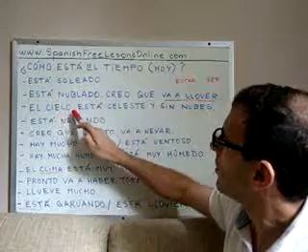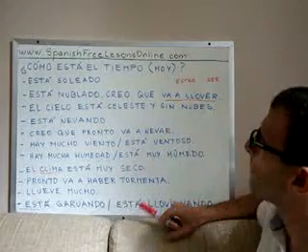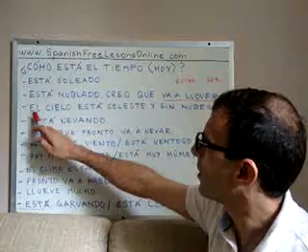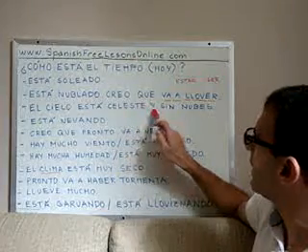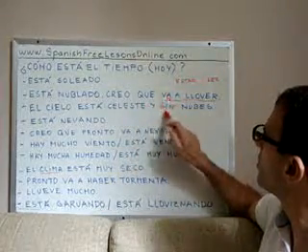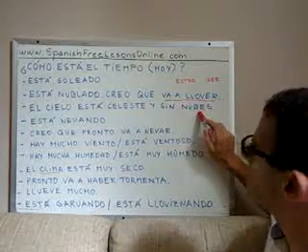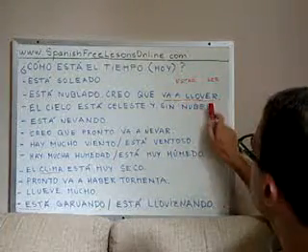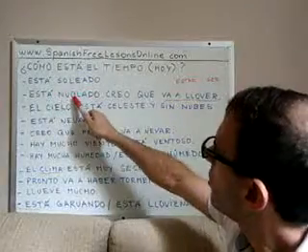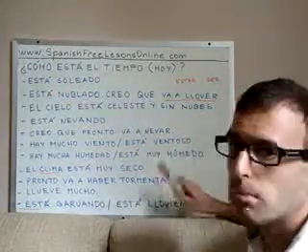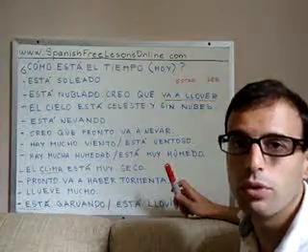El cielo está celeste y sin nubes. That means the sky is baby blue and without clouds. Nubes means clouds, plural, right? The singular would be without the S, right? So, nublado means cloudy. Nubes means clouds. And nube means the singular, cloud.